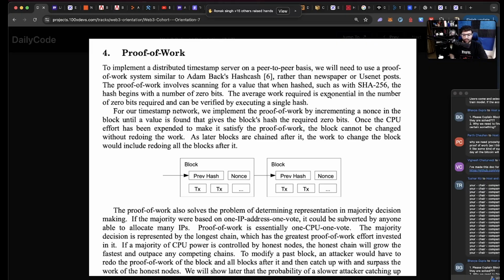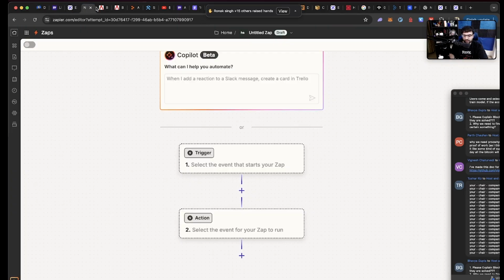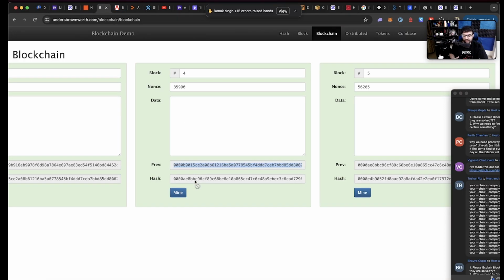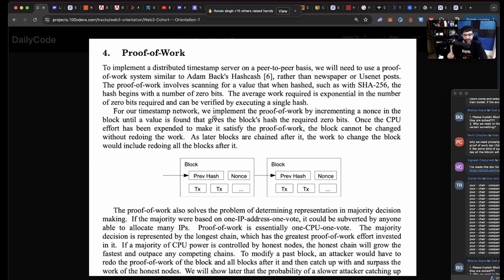The average work required is exponential in the number of zero bits required, and can be verified using a single hash. Basically, this line means that the amount of work you have to do to find X number of zeros is really high. If you add more zeros, the work increases exponentially, but you can verify immediately. If someone gives you this hash and the nonce and the data, you can immediately verify, yes, if you add this with this and the previous block hash, this hash comes. So verification is easy, finding it is hard.